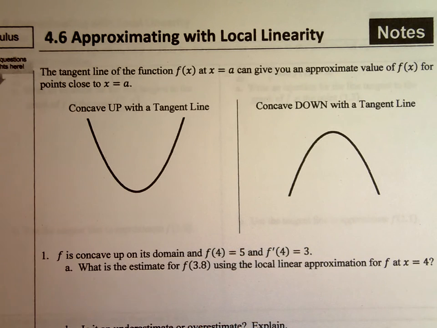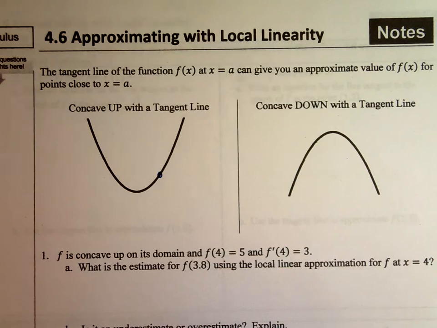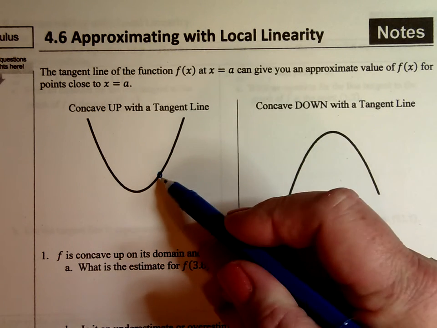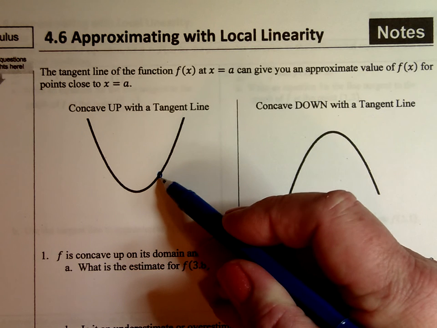All right, kids, we are looking at section 4.6 with approximating with local linearity. Now, local linearity is the concept that if you graph a function and pick a point and zoom in closer and closer and closer to that point, like I'll use this graph right here. If I start zooming into that, this is a curved graph. But if I zoom in a million times, it's going to look like a little straight line.